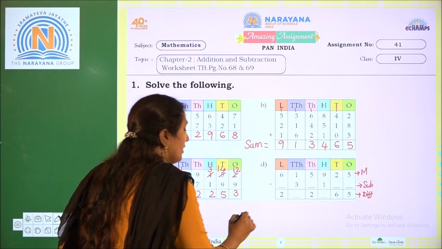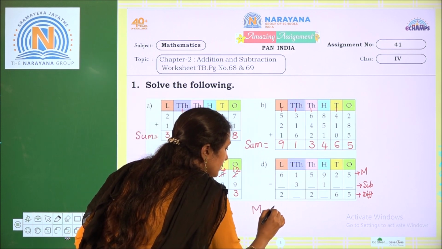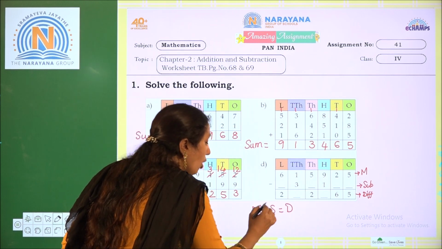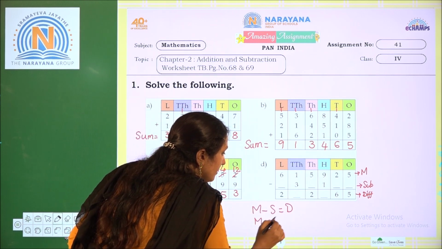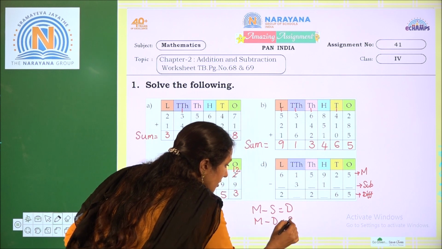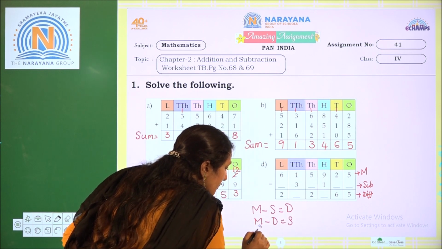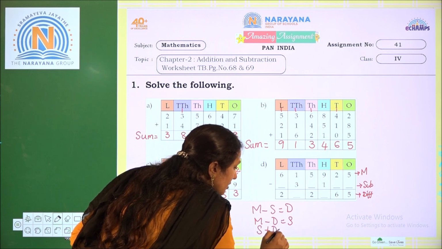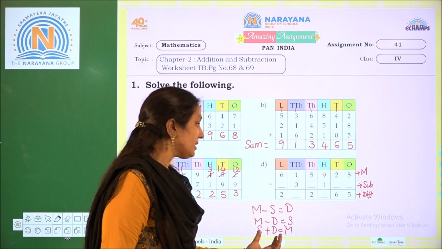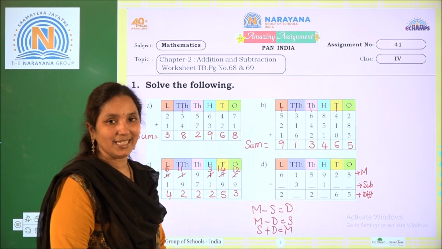So you know that minuend minus subtrahend equals difference. Or minuend minus difference, you will get subtrahend. So subtrahend plus difference, you will get minuend. Okay children, using these formulas we have to find these missing numbers.